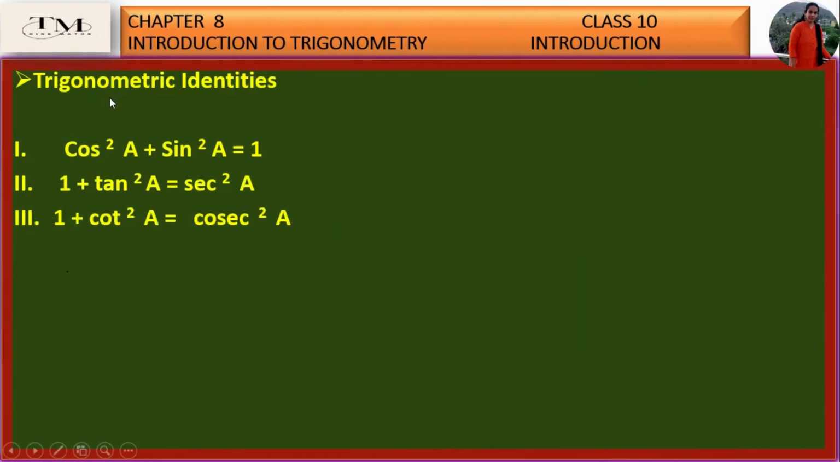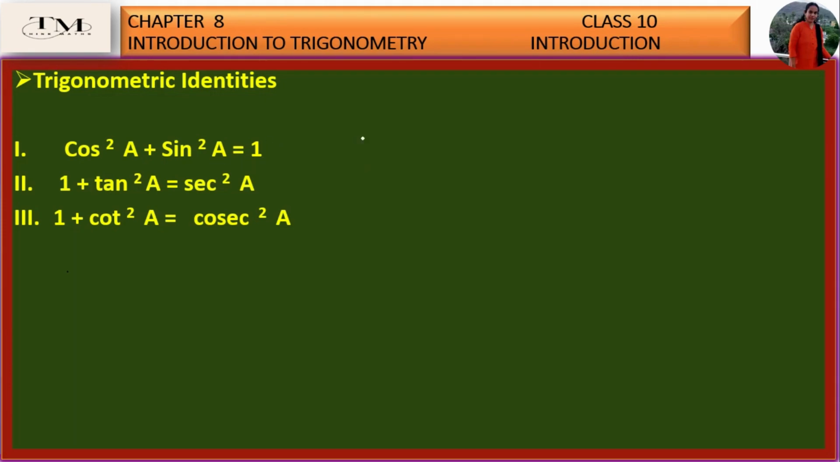What is that? It is nothing but trigonometric identities. So what is trigonometric identities? Cos square A plus sin square A equal to 1. Another one is 1 plus tan square A equal to secant square A. 1 plus cot square A equal to cosecant square A. So these are some trigonometric identities. So learn these trigonometric identities. It is helpful in solving the problem.